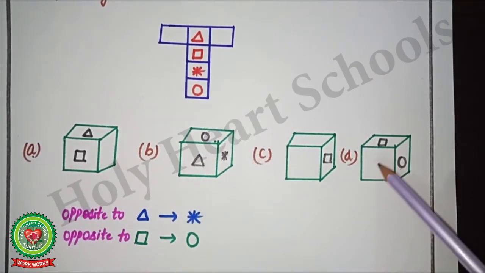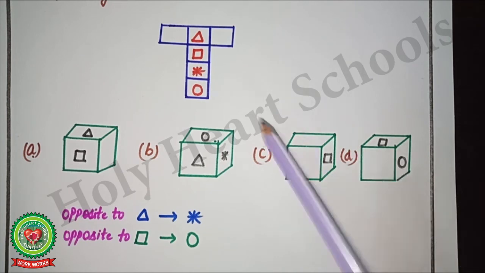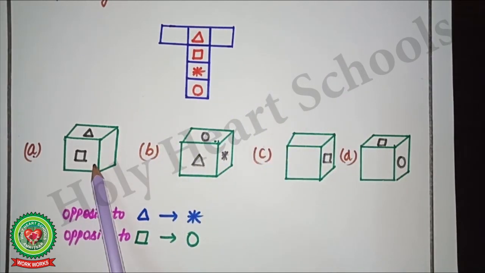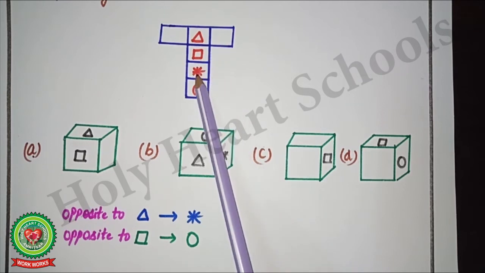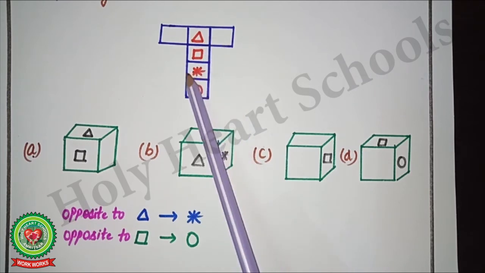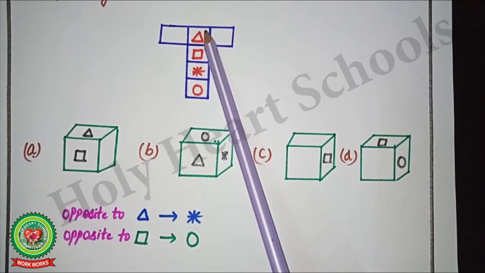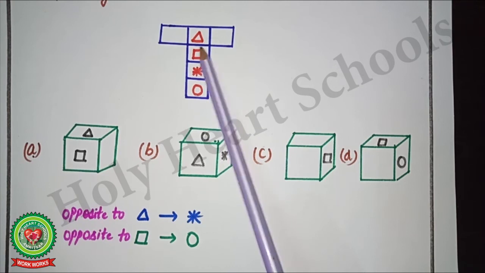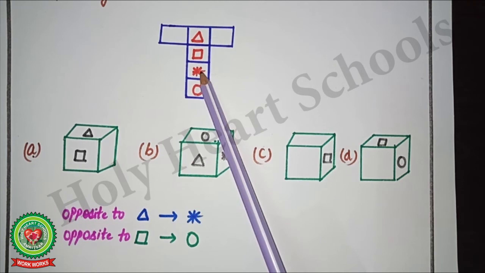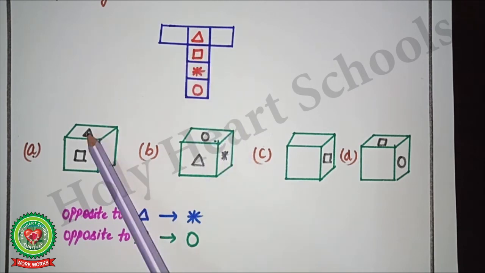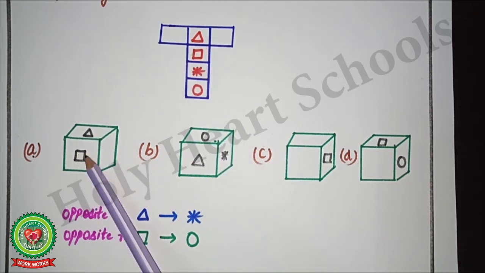So what will happen if we fold this dice, and which type of dice will we get after this? Here you can see this die we will get. And how can we get this die? Because this triangle is opposite to the star, right? So if you fold it, you will have a triangle, and with this triangle you will have a square, and opposite to this you will have a star, right? So after the triangle you will get a square, and down here you will get a star.